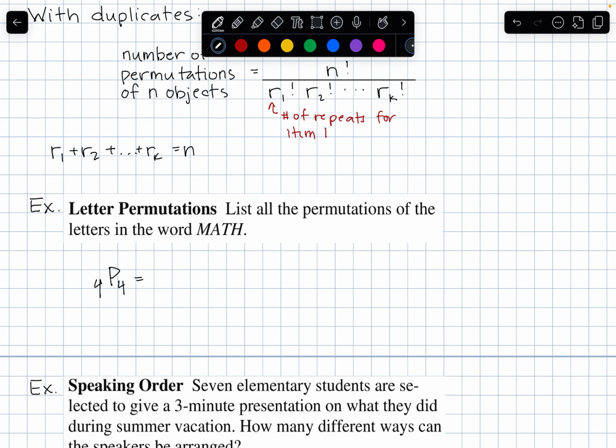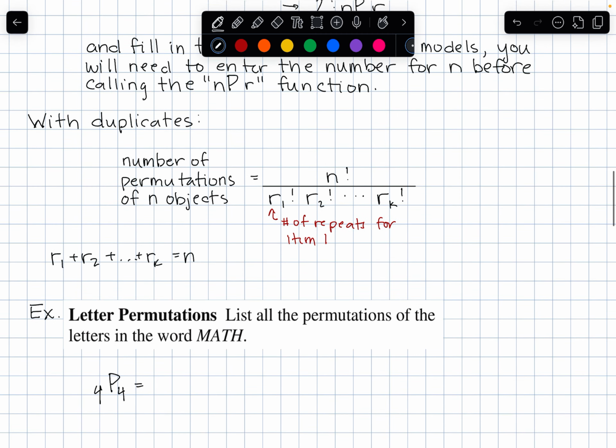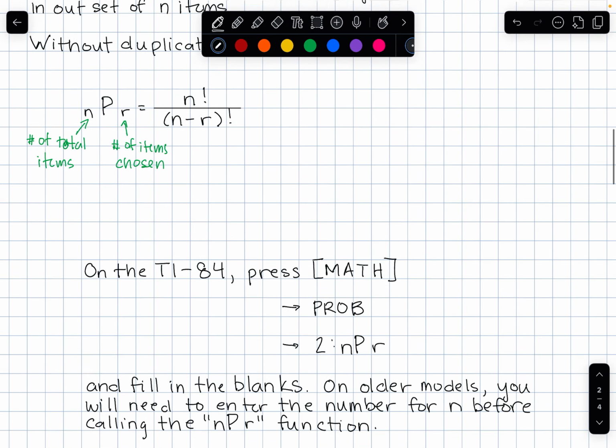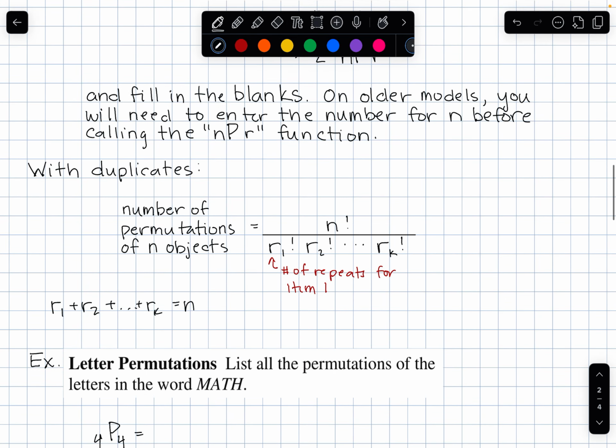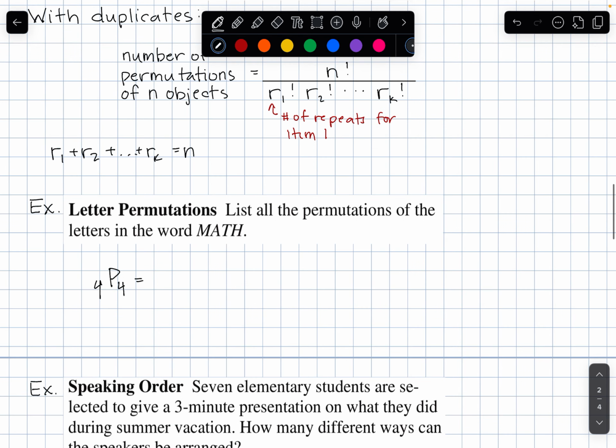So we're going to go ahead and use the formula and then the calculator. This is no duplicates. So this one is n factorial over n minus r factorial. 4 minus 4 is 0 factorial. So this is just 4 times 3 times 2 times 1 over 1. 0 factorial is defined as 1. And we know 4 times 3 is 12, times 2 is 24.